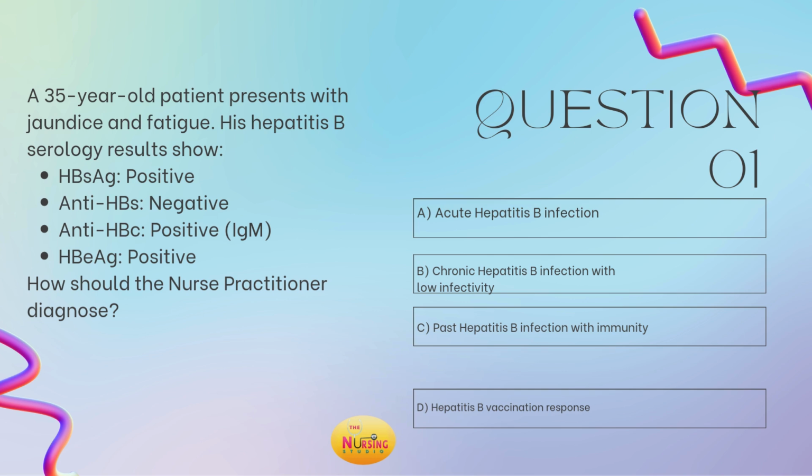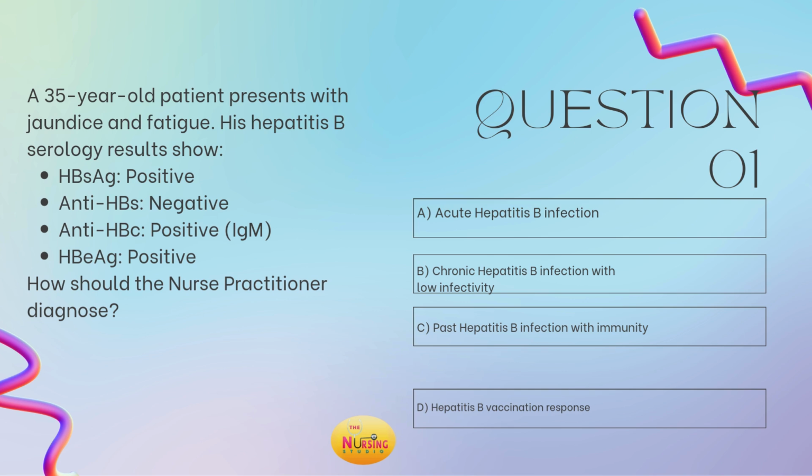All right, so question number one. A 35-year-old patient presents with jaundice and fatigue. His hepatitis B serology results show an HBsAg is positive, an anti-HBs is negative, an anti-HBc is positive IgM, and the HBeAg is positive. How should the nurse practitioner diagnose? Is it A, acute hepatitis B infection, B, chronic hepatitis B infection with a low infectivity, C, a past hepatitis B infection with immunity, or D, hepatitis B vaccination response? Take a moment and tell me what you got in the comments, you guys.